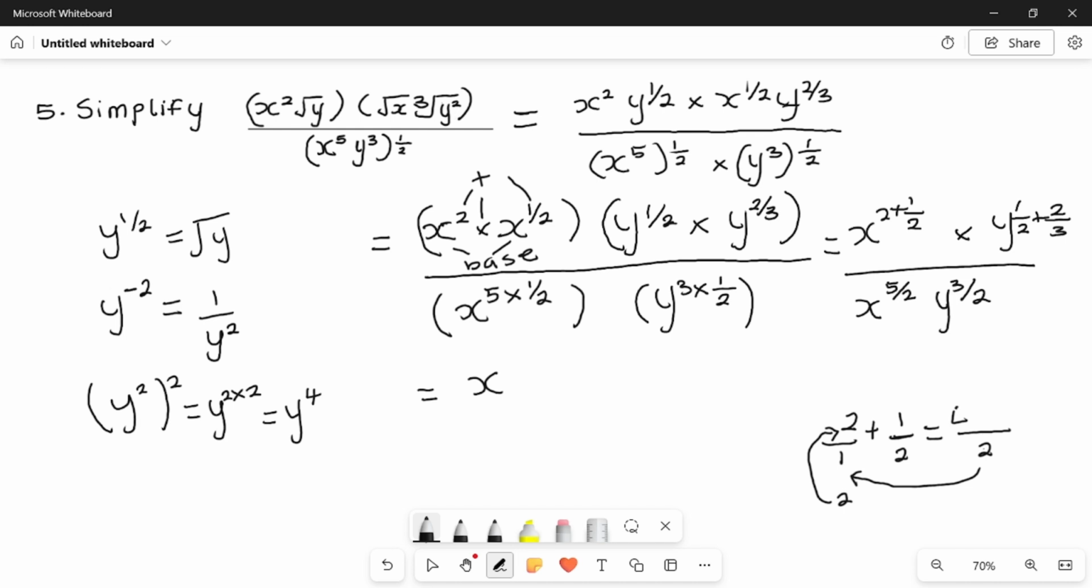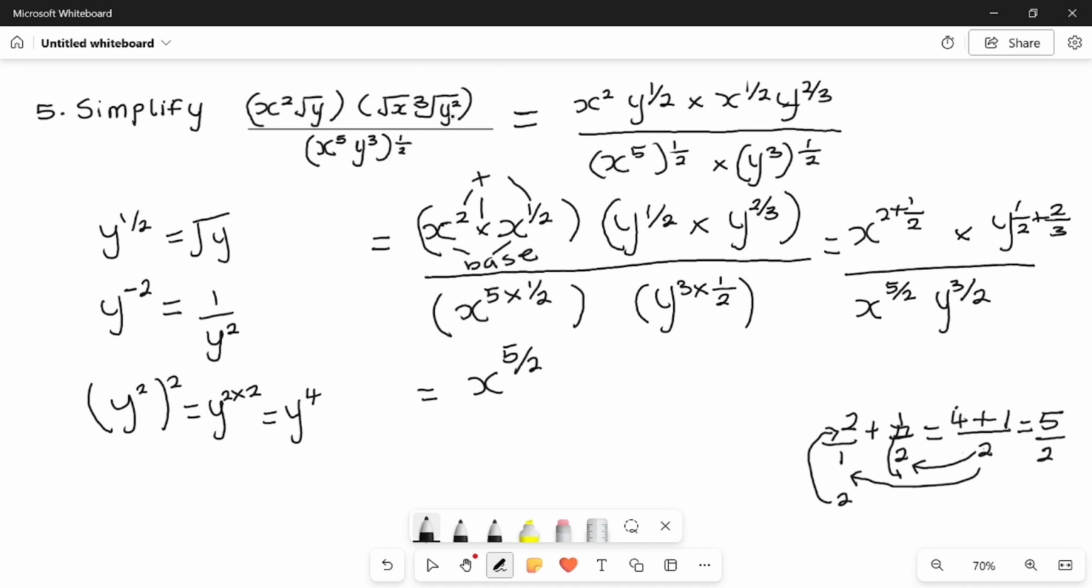Write it here. Then here, 2 divided by 2 will give us 1. 1 times 1 will give us 1. So it will now be plus 1, which will now be equal to 5. 4 plus 1, that's 5, over 2. So that's how we do our addition. So we have x raised to the power 5 over 2.